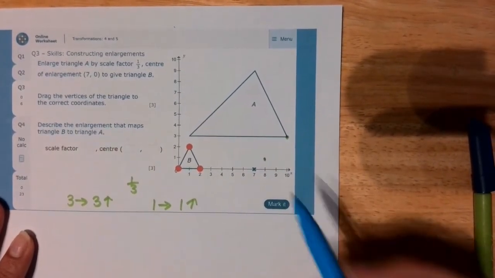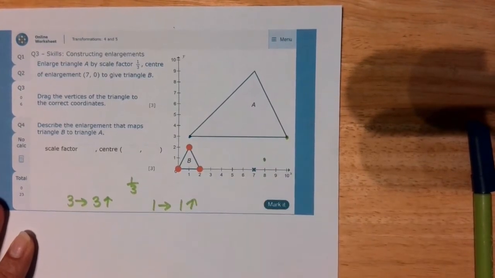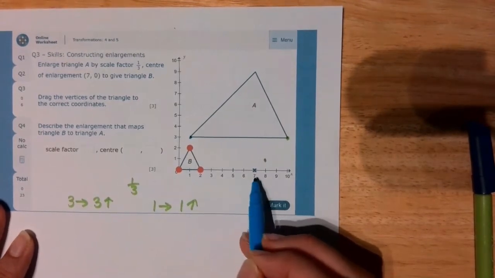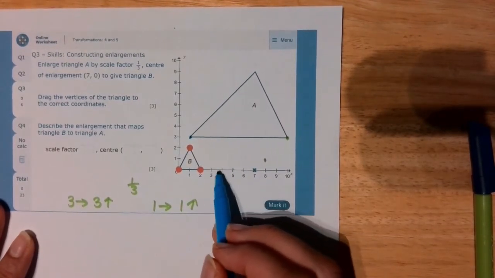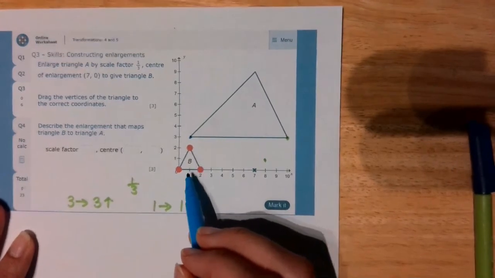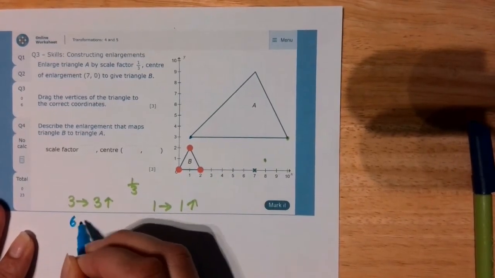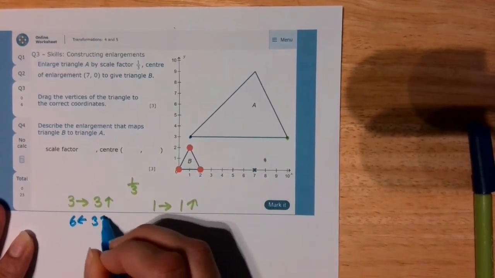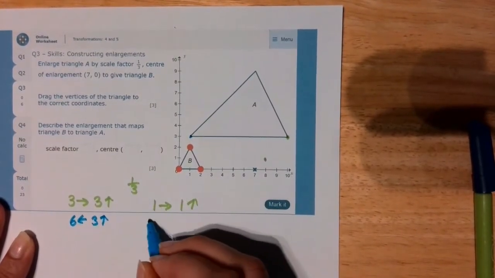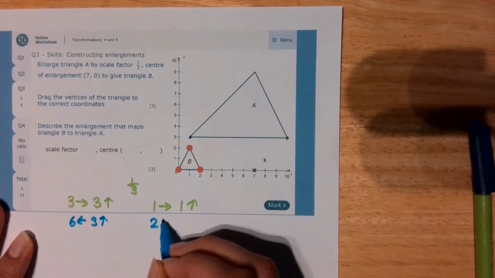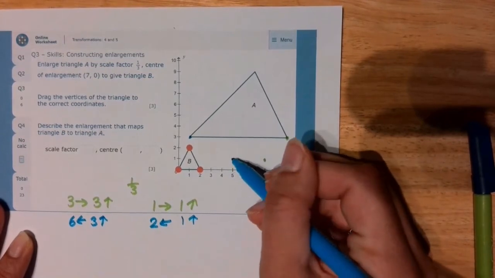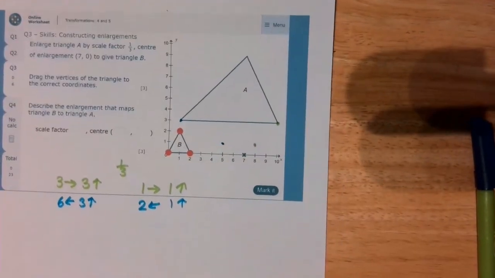Now, let's choose another vertex. Let's choose this vertex here. That is my blue vertex. To get to my blue vertex, I need to go 1, 2, 3, 4, 5, 6 to the left, and 1, 2, 3 up. So again, I find a third of both of those. I'm going to go 2 to the left and 1 up. 1, 2, 1. Okay. When you've got that, join up the points you've got so far.